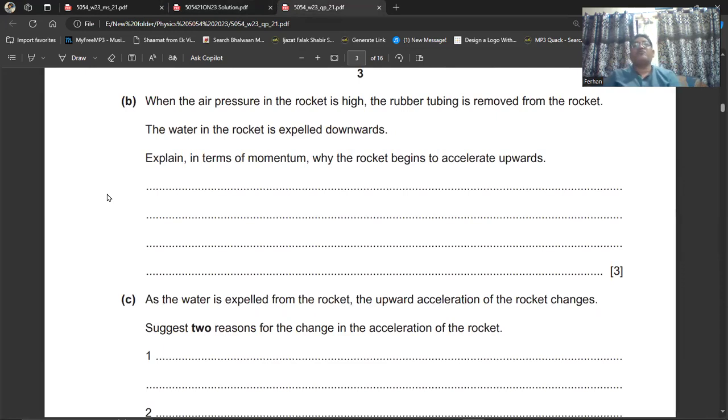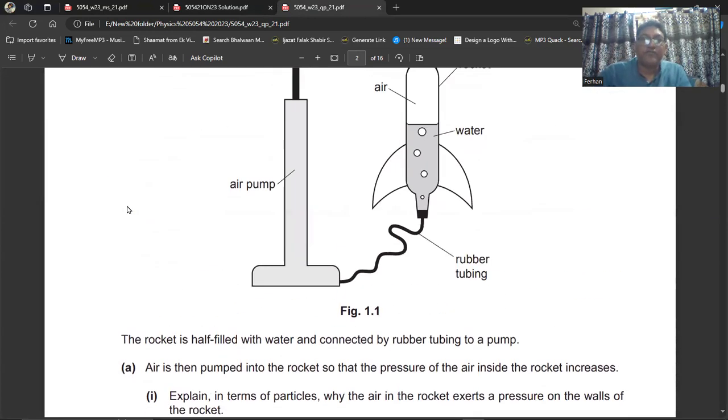Question number 1, its B part. When the air pressure in the rocket is high, the rubber tubing is removed from the rocket. The water in the rocket is expelled downward. Explain in terms of momentum why the rocket begins to accelerate upwards. Okay, so try to understand this from the perspective of momentum.